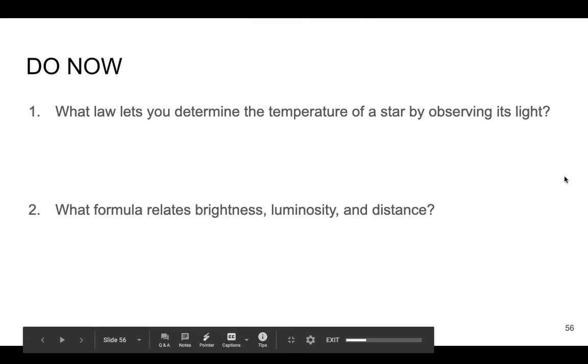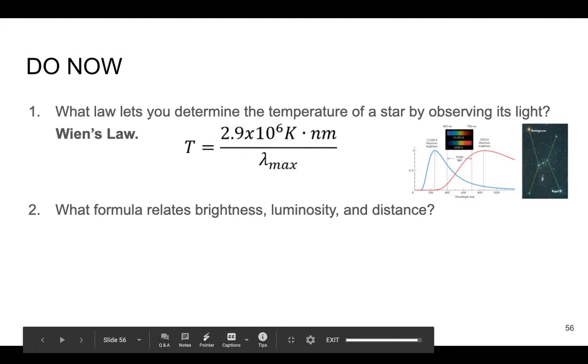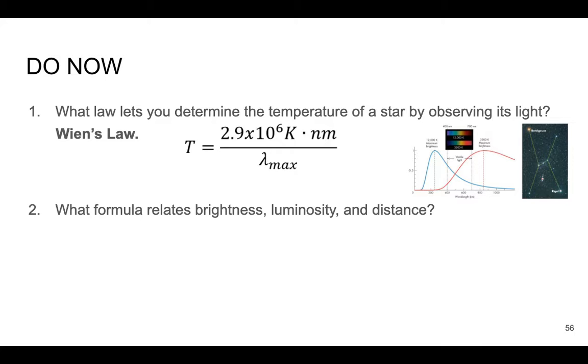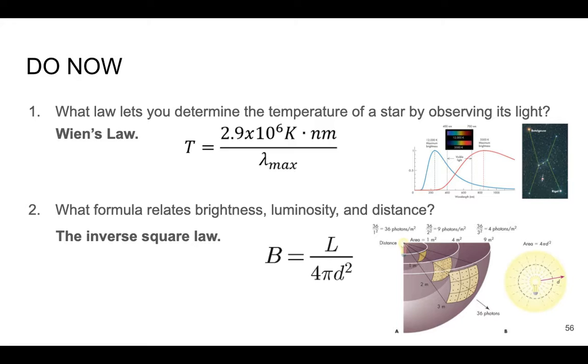So, quick review. What's the law that lets you determine the temperature of a star by observing its light? This is something that we've been doing for chapters and chapters. This is Wien's law. So find the maximum wavelength, plug it into this formula, and that will tell you the temperature of the thing. So from this chapter, what is the formula that relates brightness, luminosity, and distance? That is the inverse square law. So brightness, which is how bright the thing appears to be, is equal to luminosity, which is how bright the thing actually is, independent of who's observing it and where they are, divided by 4 pi distance squared, where distance is your distance from the object you're looking at.